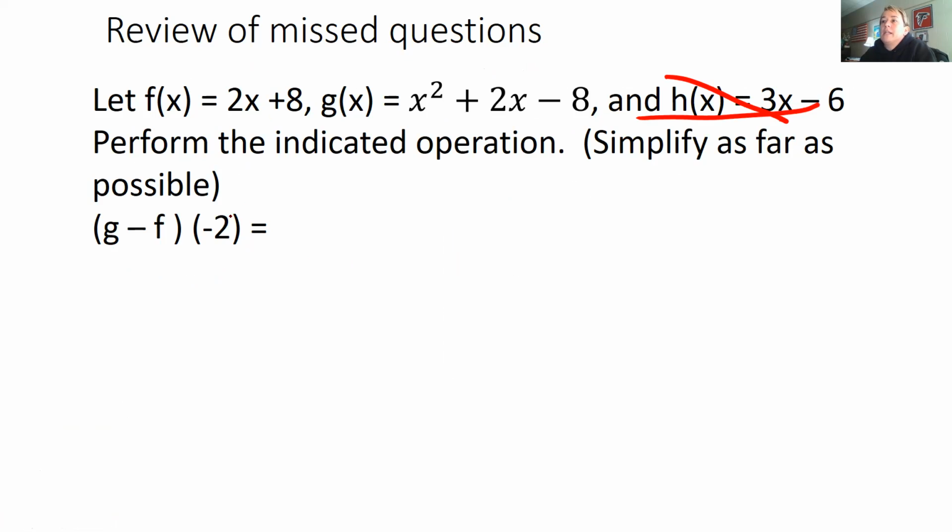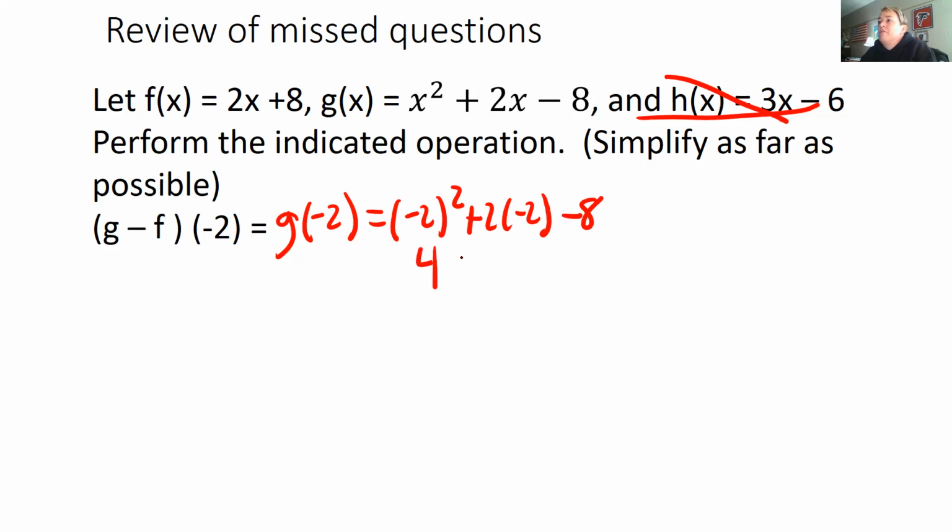So I'm going to look here and it's going to tell me to plug -2 into g and -2 into f, and then I have to subtract my answers. So let's start by doing -2 into g. And when I do that, I get -2 squared plus 2 times -2 minus 8, which gives me 4 minus 8. So then that gives me -8 as my answer. So over here underneath g, I'm going to write that I got -8.